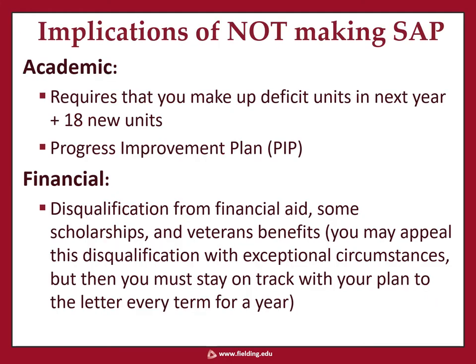We hope you will always make SAP, but if you don't, here are some of the implications. First of all, academic. You'll need to make up your deficit in the next year, plus 18 new units for that year. So, for example, if you only complete 16 units in an academic year, you won't make SAP. We call that being no SAP. Because you were 2 units shy of the 18-unit minimum, your deficit is 2 credits. In the next year, you'll need to make up your deficit of 2 credits, plus 18 new credits, so you'll need 20 total credits to regain SAP in the following year.